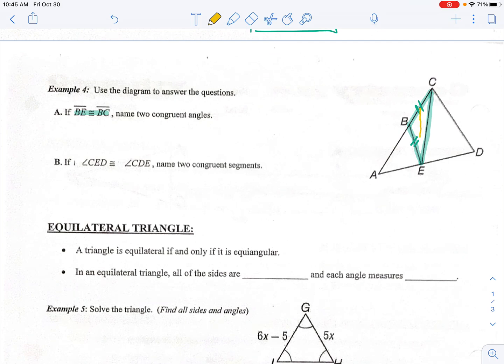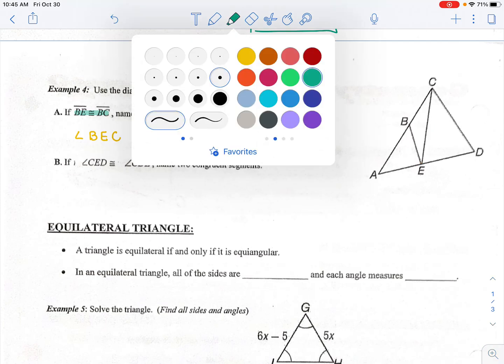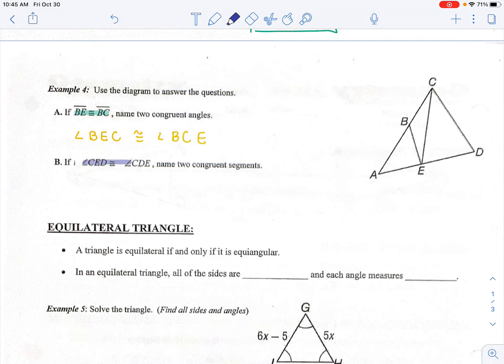The triangle we have here is triangle BCE. So I would say the angle opposite of BC would be this angle right here. That angle looks like angle BEC, and it is congruent to the angle opposite of BE, which is this angle right here. That looks like angle BCE. Awesome.